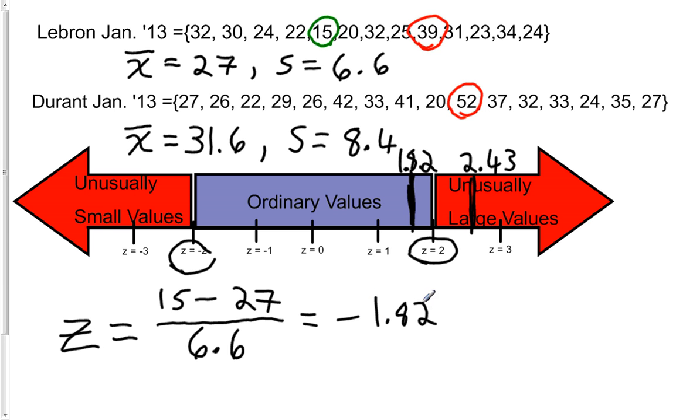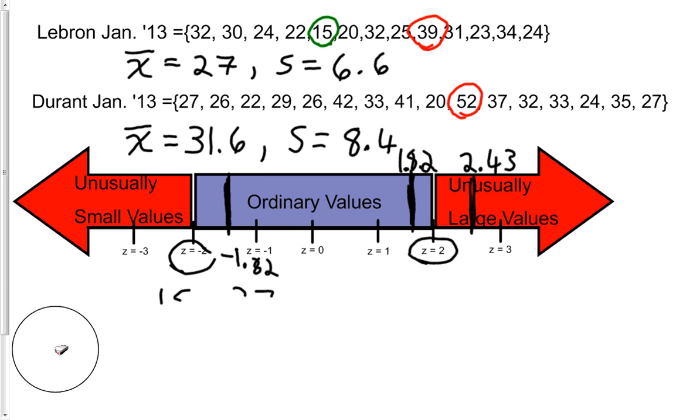And we get negative 1.82. That's interesting, it's symmetric. So negative 1.82 is back here somewhere. Negative 1.82 as a z-score falls in the ordinary values range. So it wouldn't be unusual for LeBron James to score 15 points. It wasn't an unusual event.